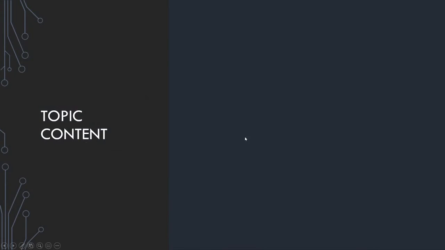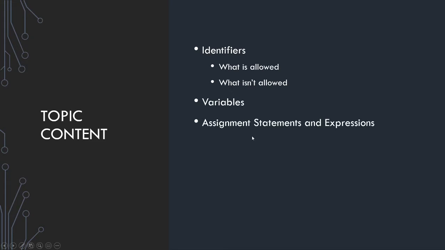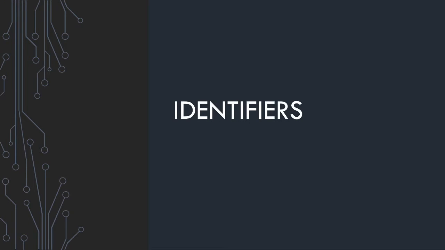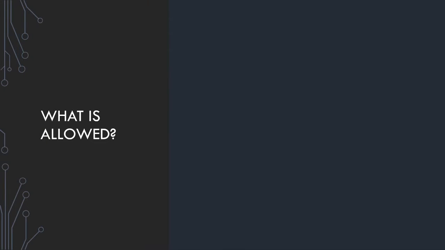First off, our topic content for this is identifiers, what is allowed and what isn't allowed, variables, and assignment statements and expressions. Probably you could tell that from the beginning slide. So first, let's go over the identifiers. What is allowed as an identifier?